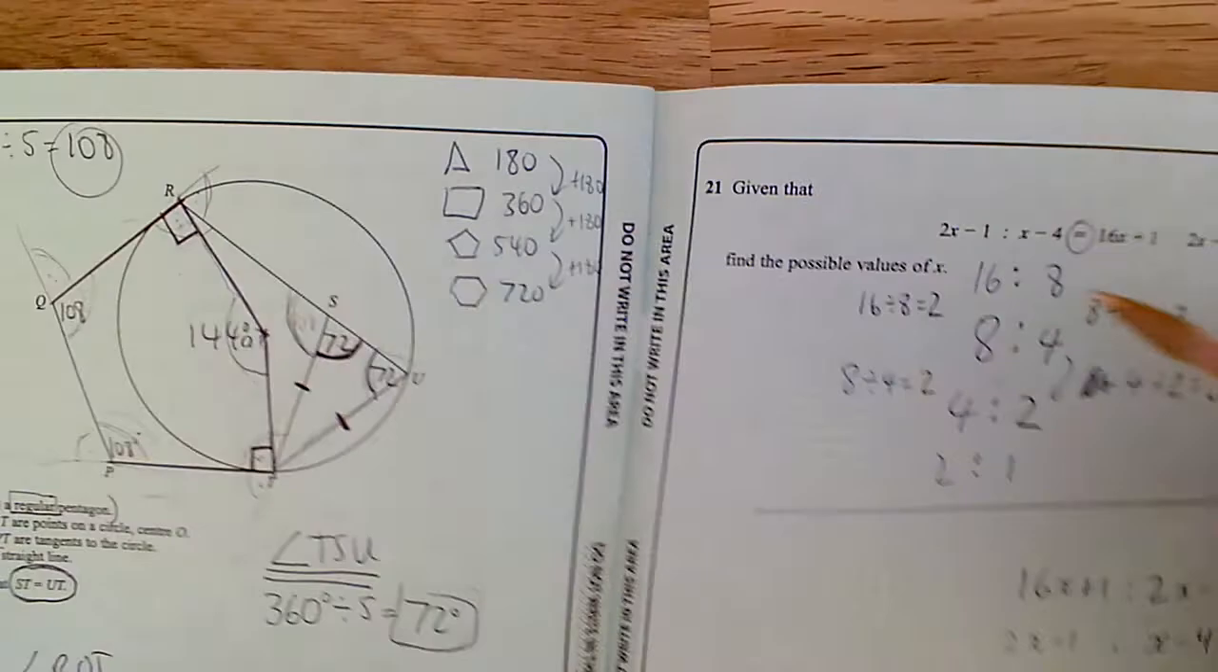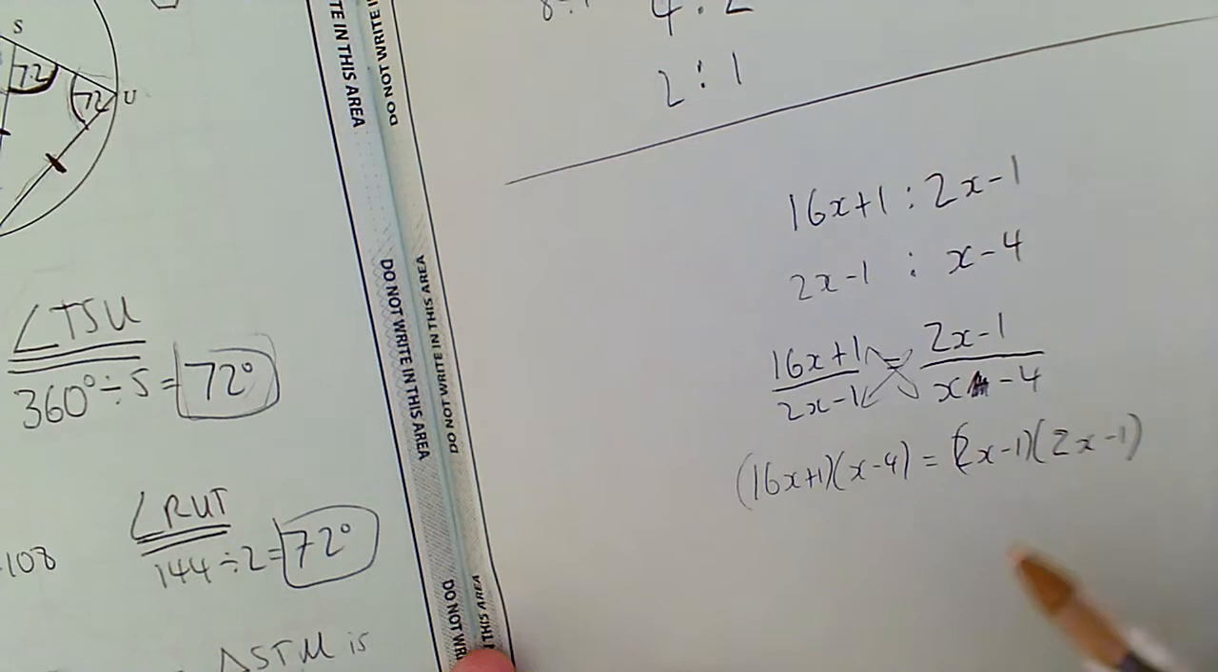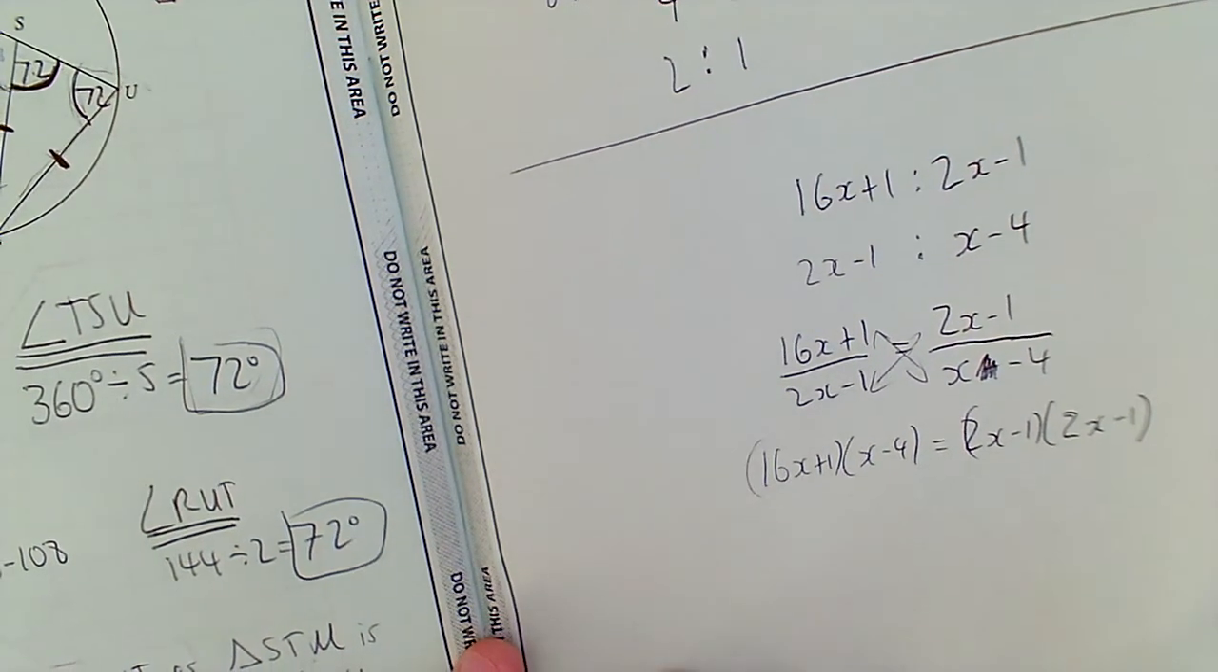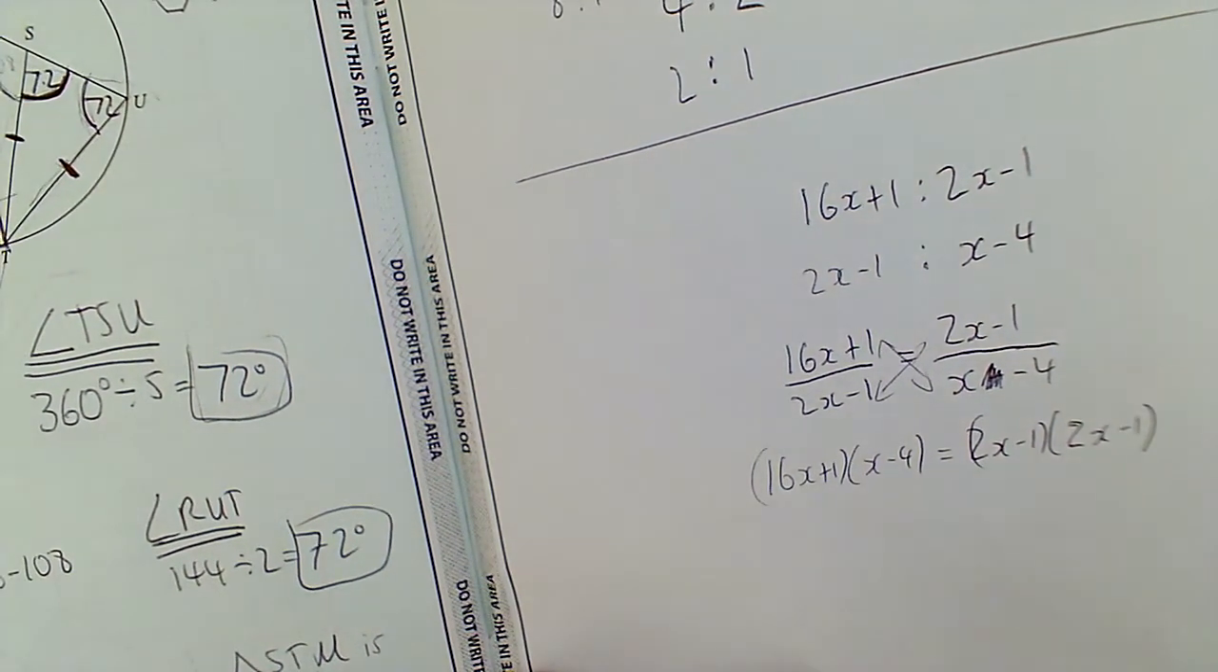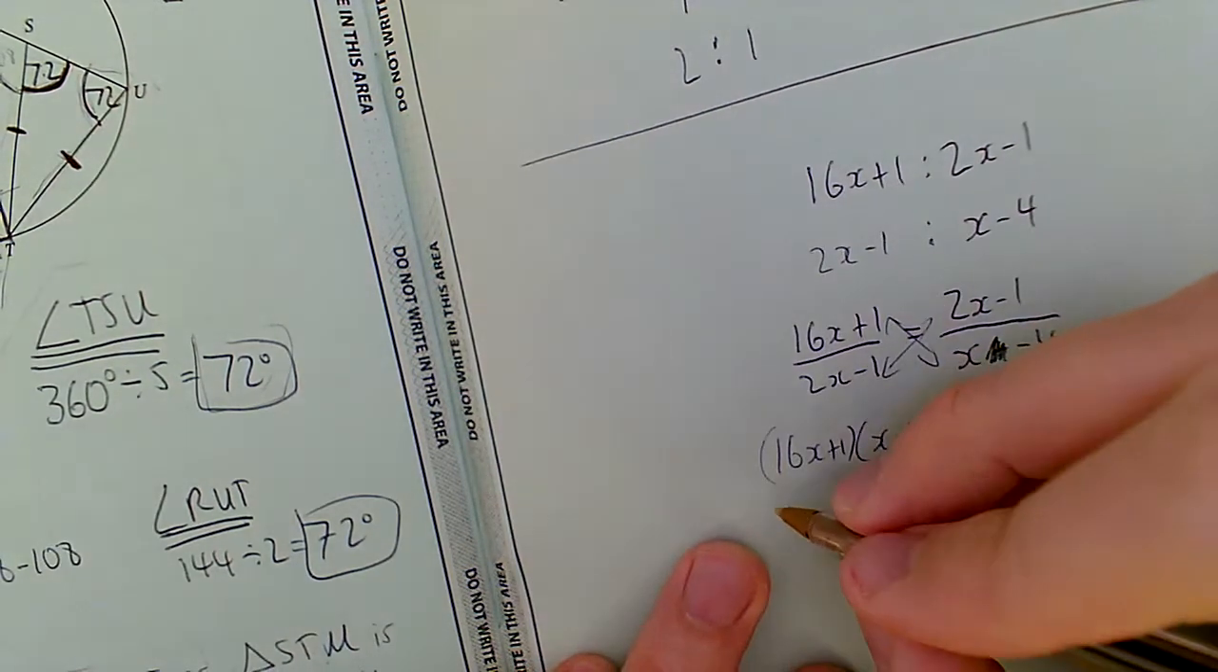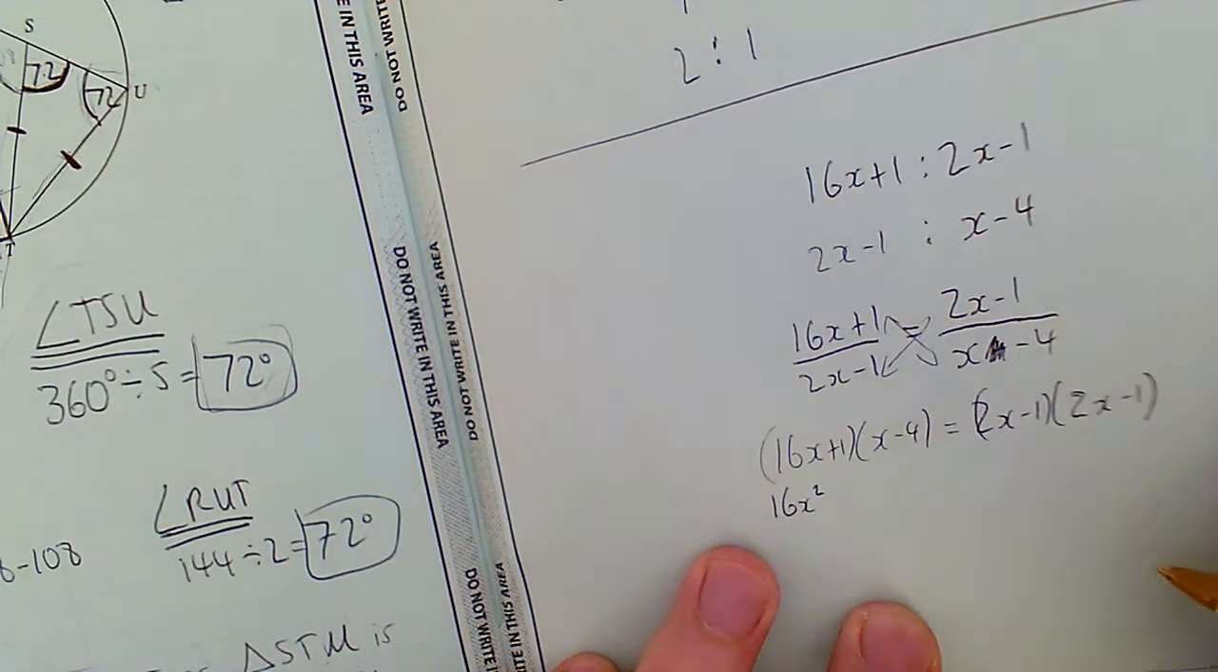It says find the possible values of x. Now this is looking like a quadratic. We can only solve a quadratic if we've got one side equal to 0, so I don't really have any choice here but to expand my brackets on both sides.